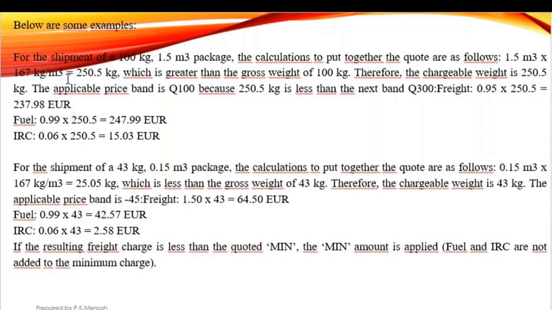Now let's look at the fuel. Have you seen the fuel? It's 0.99 times 250.5. That will give us 247. Then the insurance is 0.06, times 250.5, which also gives us 15.03 euros. So the first sentence is giving us the weights, and then we use the figures given to do the calculation to get the figures in currency, in cash, in euros.